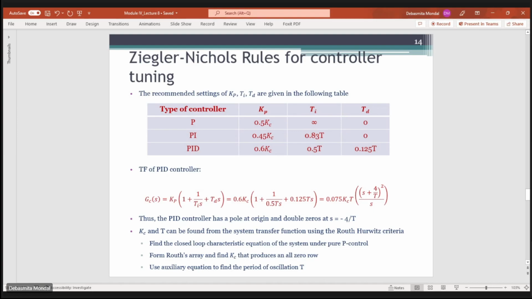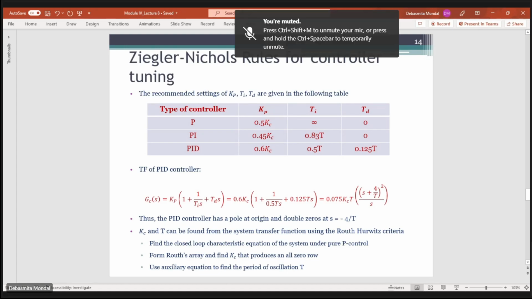So if you draw the root locus of the overall system, then you can see that after adding this PID controller, it will introduce a pole at the origin and two zeros at -4 by T. The method for finding the values of Kc and T can be found using the Routh-Hurwitz criteria. The first step is to write the closed loop transfer function of the system under purely proportional control. Then you formulate the Routh array and find the critical gain Kc such that it produces an all zero row.